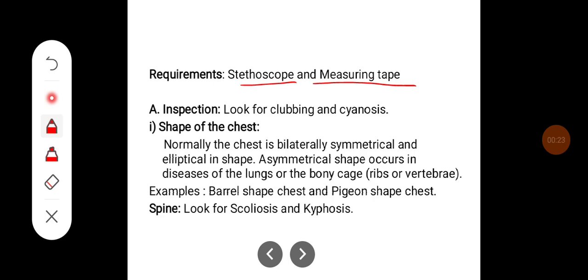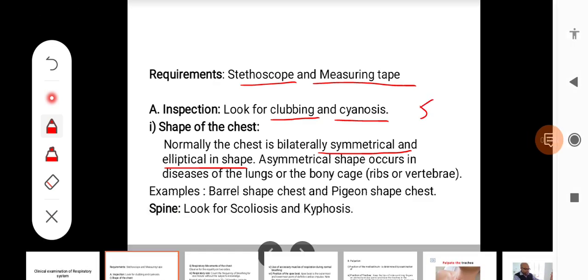In respiratory examination, during inspection, you have to look for the clubbing and cyanosis because most of the chronic respiratory disease, they will have a cyanosis or clubbing. Then shape of the chest. Normally the chest is bilaterally symmetrical and elliptical shape, where anteroposterior and transverse diameter, they are in the ratio of 5:7.